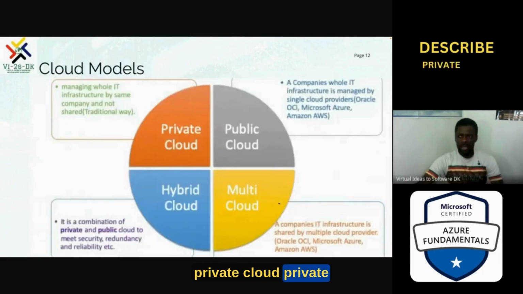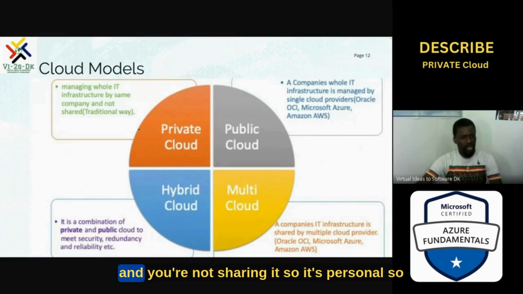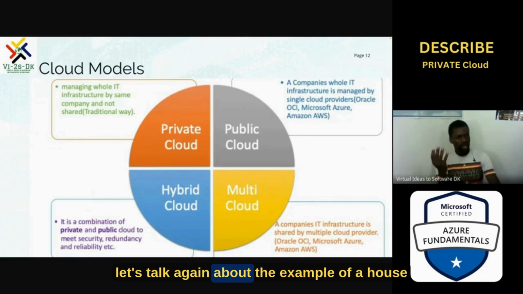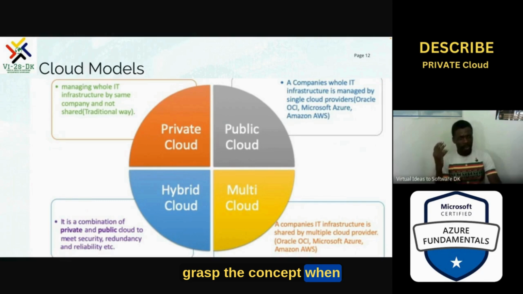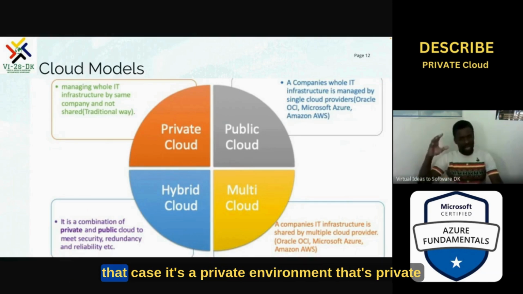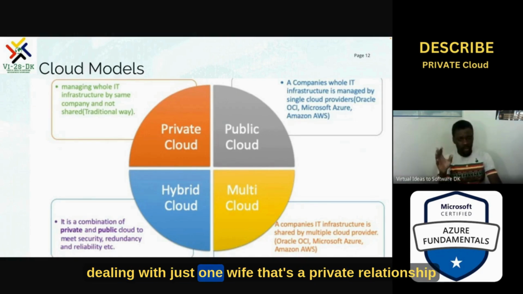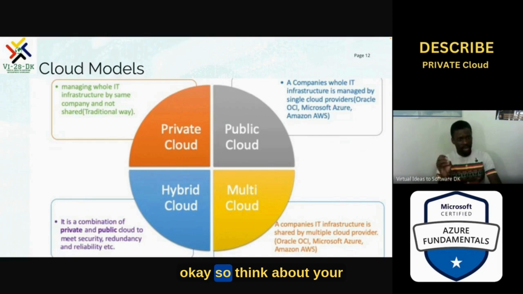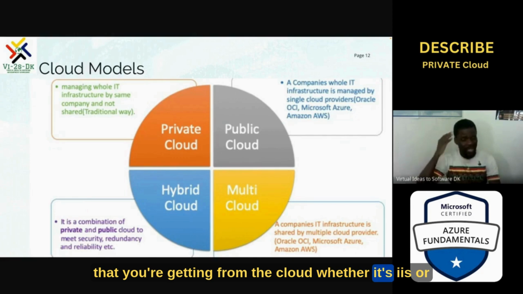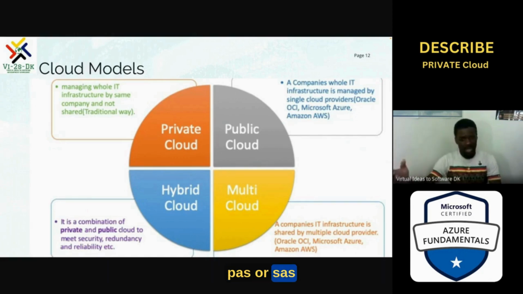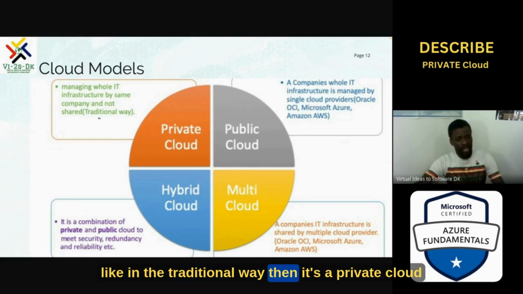So private cloud. In this case, you're managing your whole IT infrastructure by the same company and you're not sharing it. So it's personal. So let's talk again about the example of a house, right? Because I know that it's easy for everybody to grasp the concept. When you have built your house and there's a fence around it, in that case, it's a private environment. That's a private cloud. Or maybe you're married. When you're married, you're dealing with just one wife. That's a private relationship. Okay. So think about your resources, the hardware, the software, everything that you're getting from the cloud, whether it's IaaS or PaaS or SaaS, whichever service, if you're receiving it privately in your own company, just like in the traditional way, then it's a private cloud.